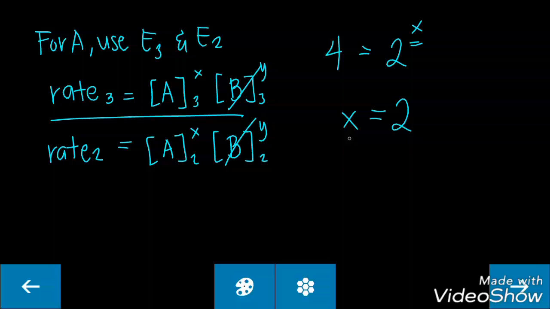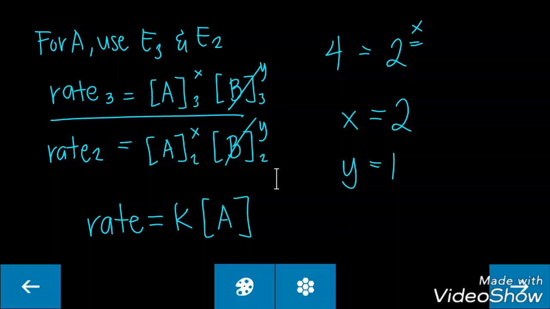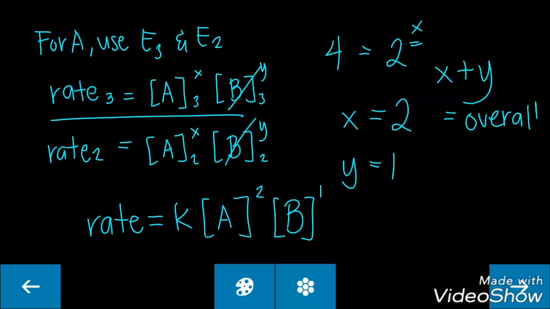Now, let's take note again that Y is equal to 1. So now we can write the rate is equal to K, the concentration of A raised to X, which is 2, and B raised to Y, which is 1. So we can tell now that X plus Y is equal to the overall order. So the overall order of this reaction is 3.